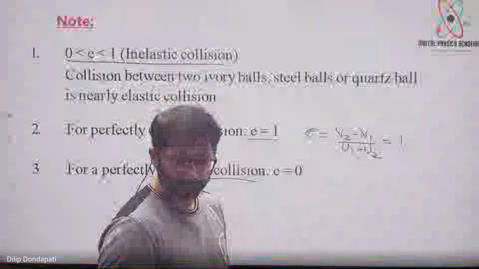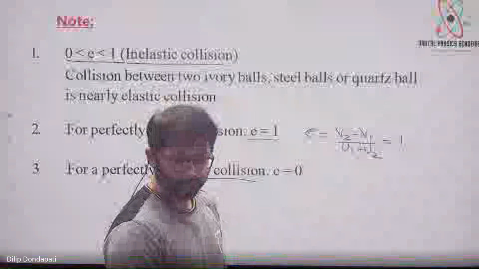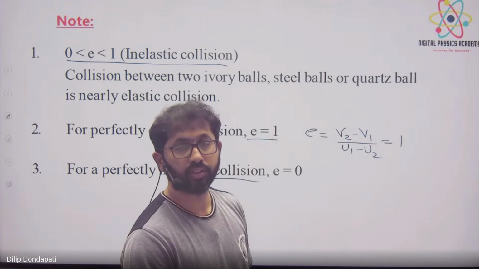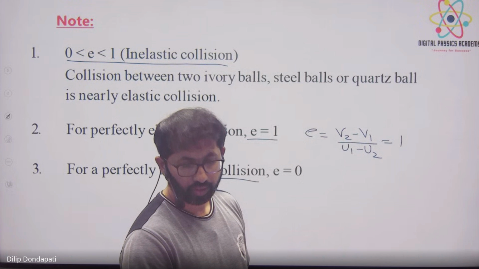Sir, if they give an angle, will e be equal to tan square? Like if they give two objects colliding on an inclined plane and ask us to find e. If the angle is given, along the line of impact we have to put the values.